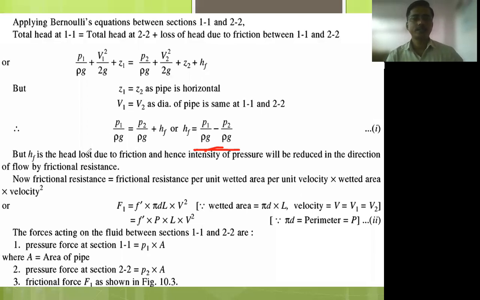But HF is the head loss due to friction, and hence the intensity of pressure will be reduced in the direction of flow. Now this frictional resistance, which we wrote above as F dash, is F dash into the frictional resistance per unit wetted area. If we multiply it by the wetted area, into velocity square, we get the frictional resistance. So F1 is equal to F dash into the wetted area, which is pi d into L.